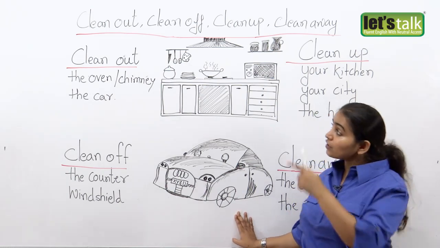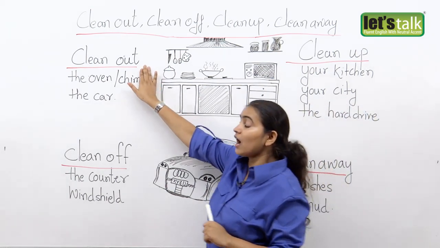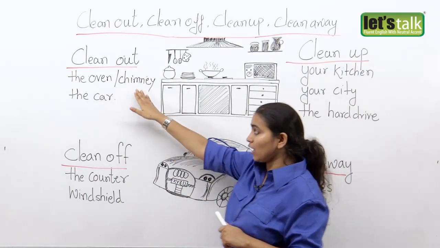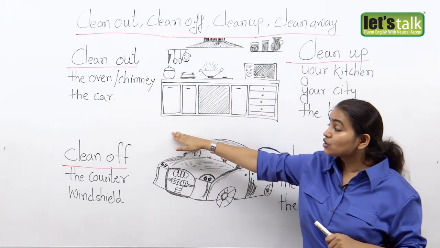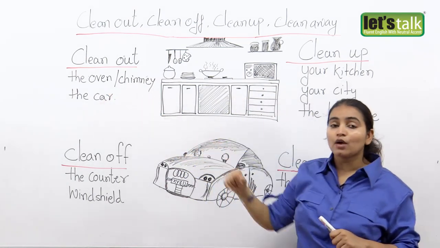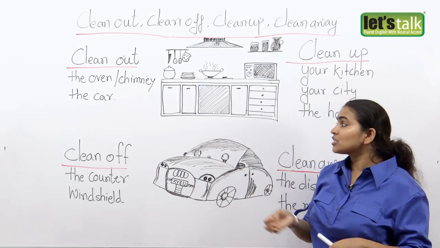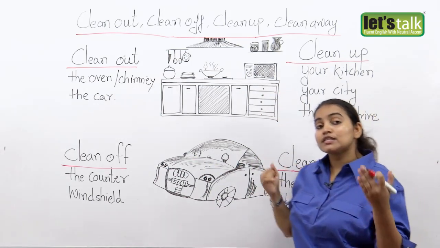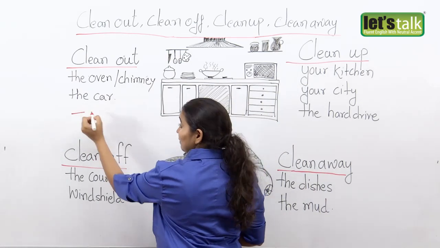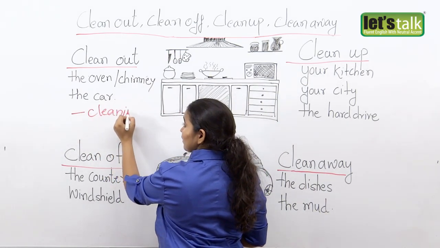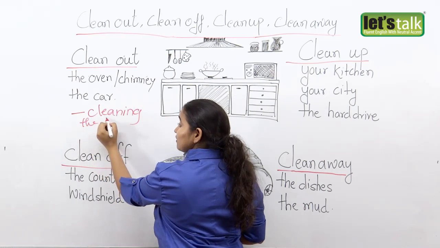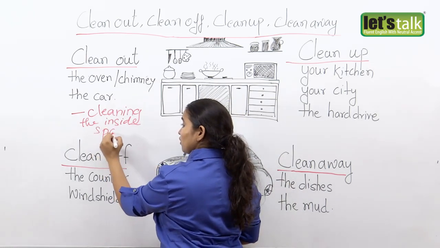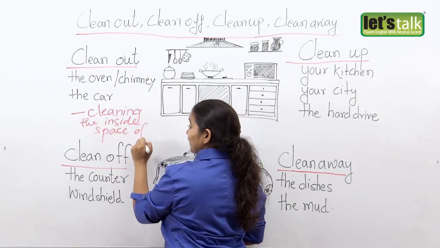We will deal with the first phrase and see how clean out is different from all the others. When I say clean out the oven or clean out the chimney, why am I using clean out and not clean off or any other phrase? Clean out is talking about cleaning the inside space of something.